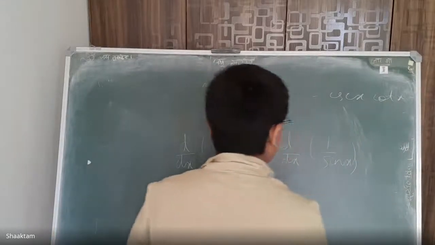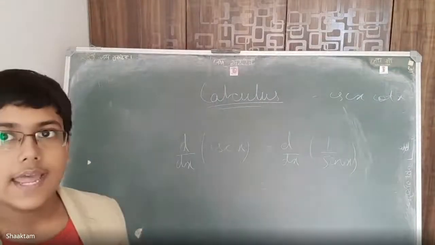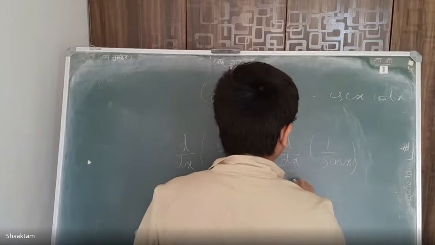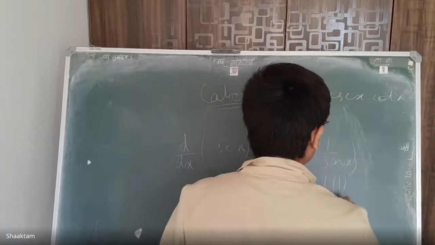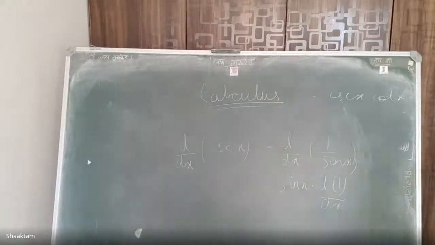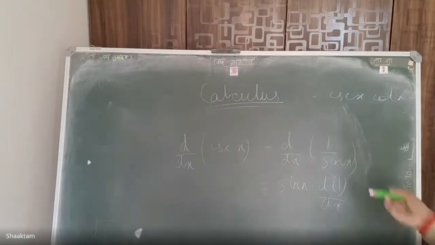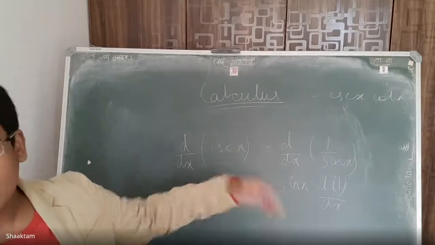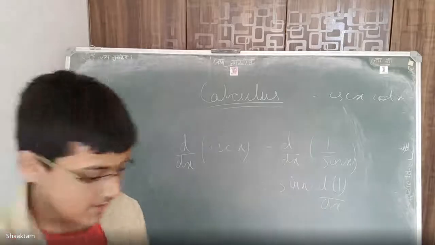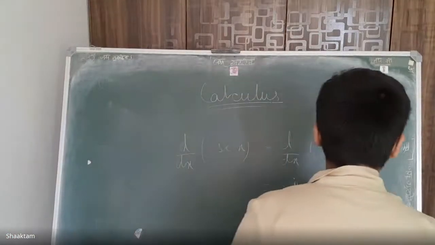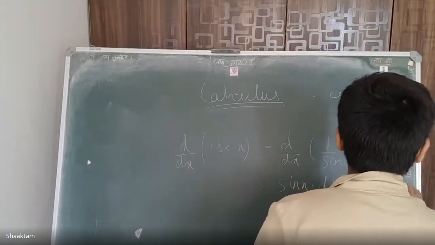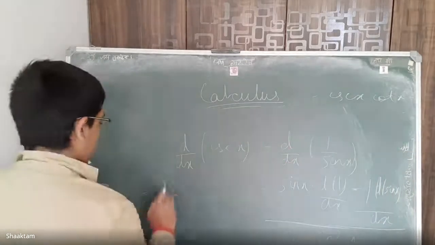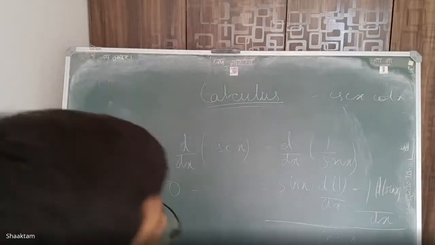So d by dx of 1 by sine x. From the quotient rule, you are aware that this can be expressed in this form: for d by dx of u by v, you first bring up the denominator, sine x into d of 1 by dx, and then minus 1 into d of sine x by dx, all divided by sine squared. d of 1 by dx you know is 0. Now minus 1 into d of sine x by dx.